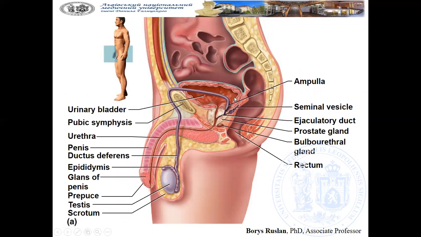In this picture, it's a sagittal section of the pelvic region in the male body. You can see the urinary bladder, you can see the urethra, right? Penis, scrotum, the testis, this one is the epididymis, the ductus deferens. Here you have the ampulla, right? Seminal vesicles. This one is the prostate gland, bulbourethral glands, and finally behind it will be the rectum.